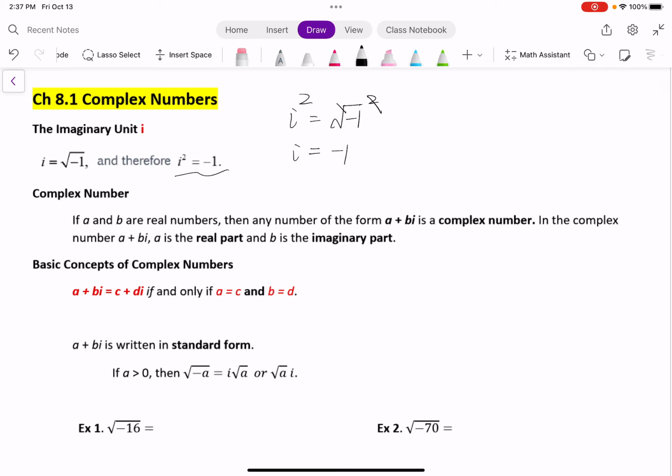For the complex number, we have the form a plus bi. We call this a complex number. It has a real number part, a, and b is the coefficient of i, the imaginary number.